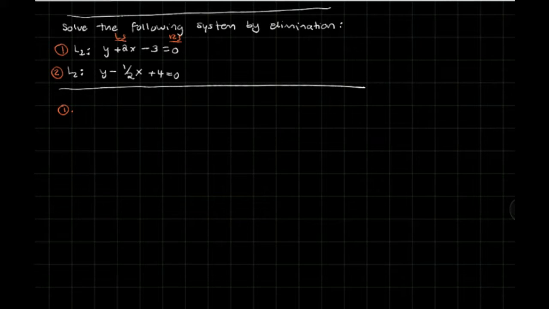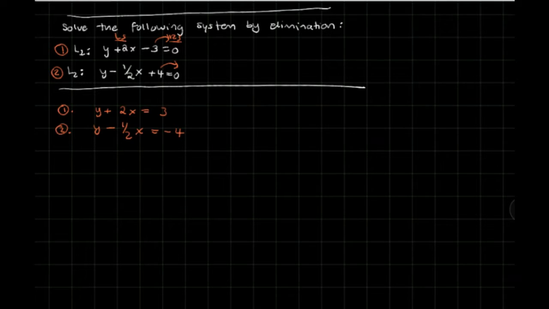So I'm going to keep the y plus the 2x on the left side, and then I'm going to move the negative 3 to the other side, which becomes positive 3. Equation 2, I'm going to move the 4 to the other side, so we have y minus 1/2 x is equal to negative 4.